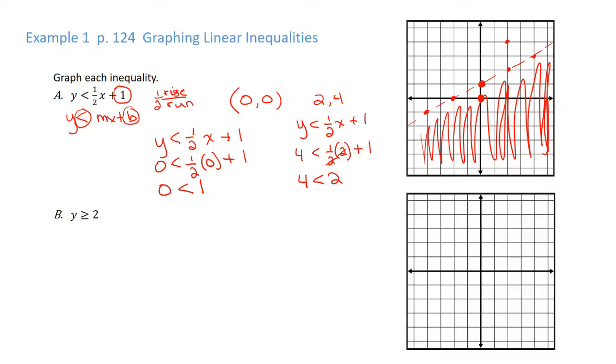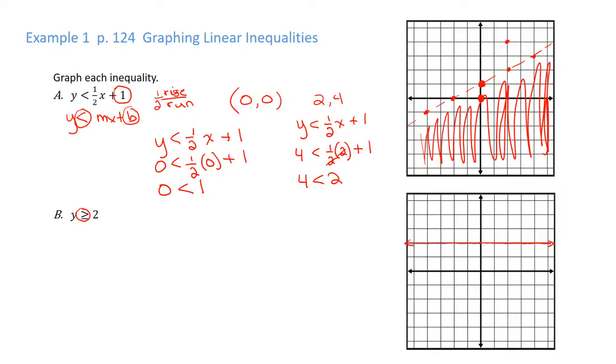This one says y is greater than or equal to 2. So no matter what x is, y is always going to be 2. So let's just find where y is 2. Here's where y is 2 right here. No matter what x is, y is going to always be 2. And notice that we have a greater than or equal to sign, so our line is going to be solid. So here's our solid boundary line. And you can go ahead and put your arrows on the end.